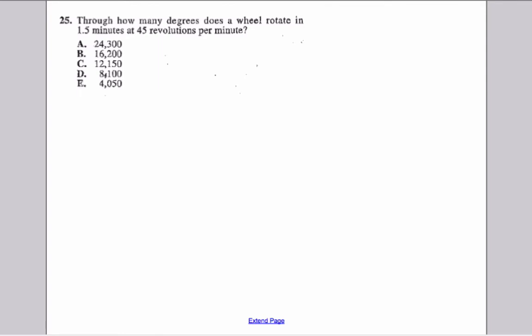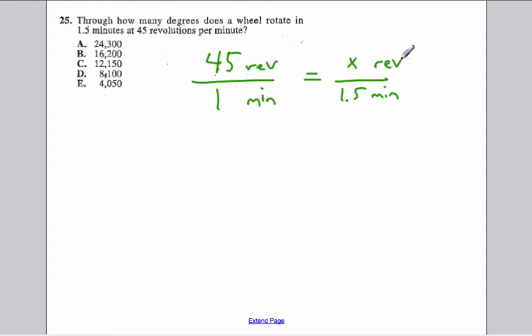Let's move on to a hard. And this one's not necessarily that hard, it's just a matter of do you understand what a revolution is? Through how many degrees does a wheel rotate in 1.5 minutes at 45 revolutions per minute? And you have to realize that in this case, you need to set up a proportion. Not too bad. We go through and we say, all right, there's 45 revolutions per 1 minute. And then they say, well, what happens if we do it for 1.5 minutes? So I'm going to keep the same units on the bottom. I don't know how many revolutions, so we'll leave that as x.